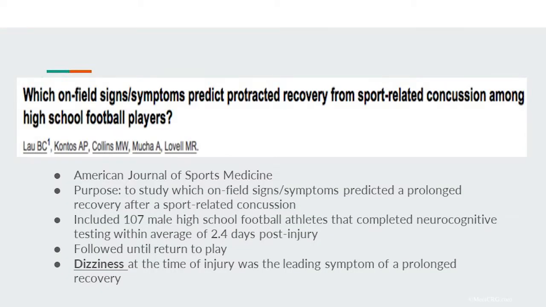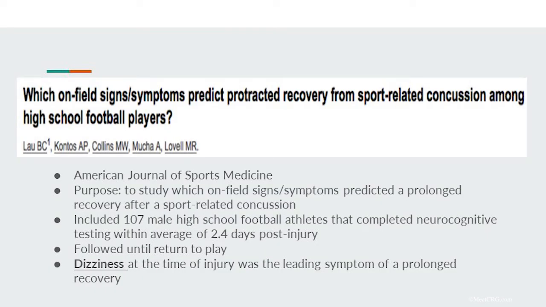However, this is an article from the American Journal of Sports Medicine back in 2011, and what they were looking at is they wanted to know which sign or symptom predicted someone who had a prolonged recovery after a sports-related concussion. So what the study did was they wanted to find which of these symptoms allowed that, and they included 107 male high school football players. They completed neurocognitive testing within an average of 2.5 days after their injury, and they followed them all until they returned to play fully symptom-free. And this article found that dizziness at the time of injury was the leading symptom of someone who had a prolonged recovery. That's not to dismiss, of course, if anybody has headache, loss of consciousness, any of those other symptoms. However, if someone does report dizziness at the time of injury, just something to keep in mind that these are the ones you really want to watch out for.